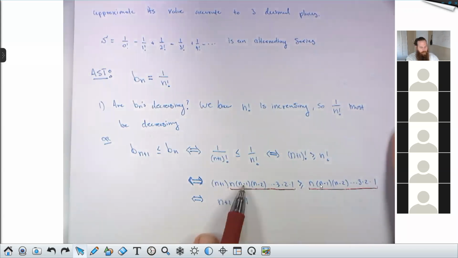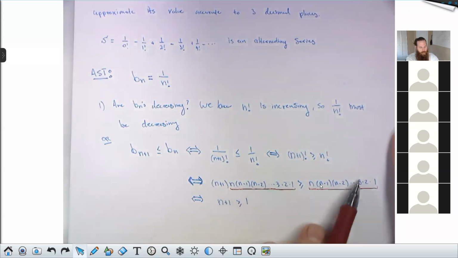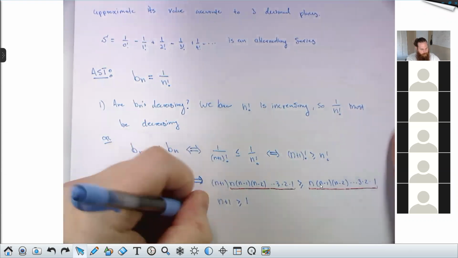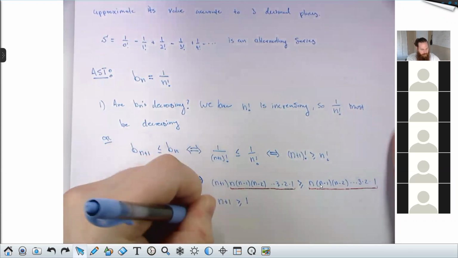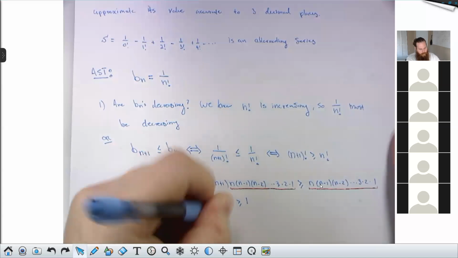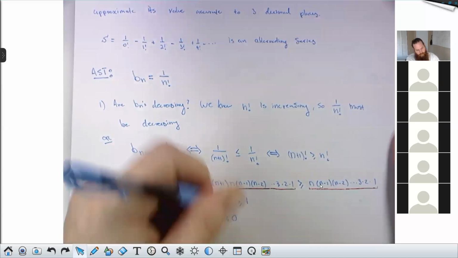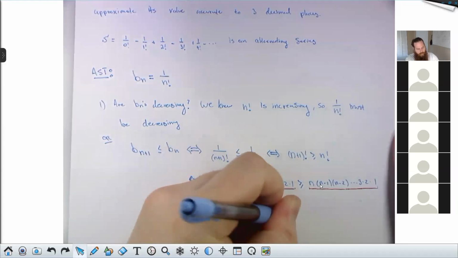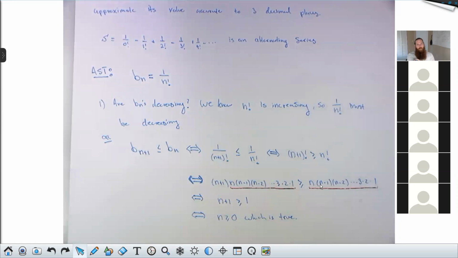And the red underlined quantity here is exactly the whole right-hand side. So I would have n times n minus 1 times n minus 2, blah, blah, blah, all divided by n times n minus 1 times n minus 2, blah, blah, blah. That's 1. And is n plus 1 obviously bigger than 1? Yes, it is. If you want to be silly about it, you can then subtract a 1. So this would be the other way to show that the Bn are decreasing.